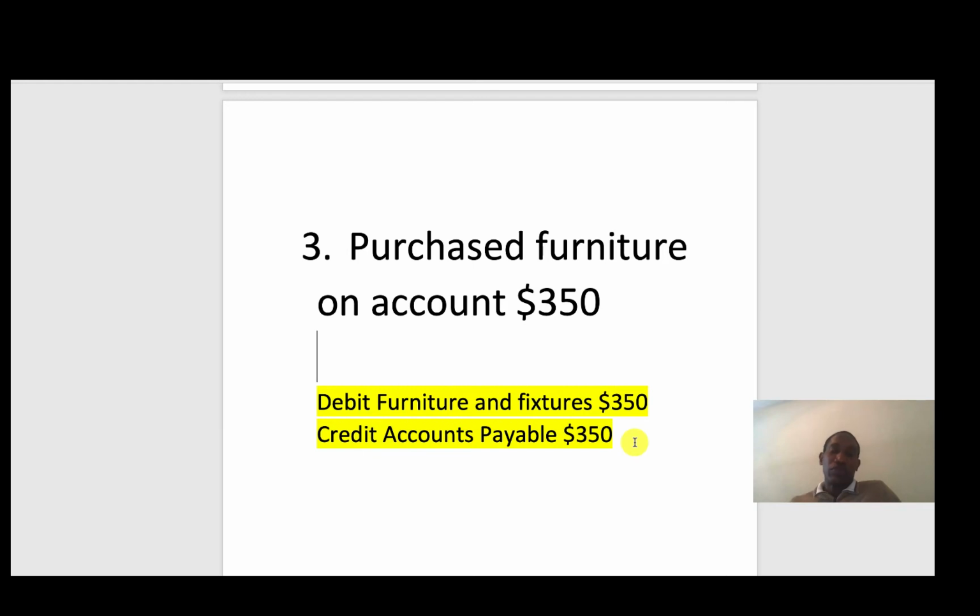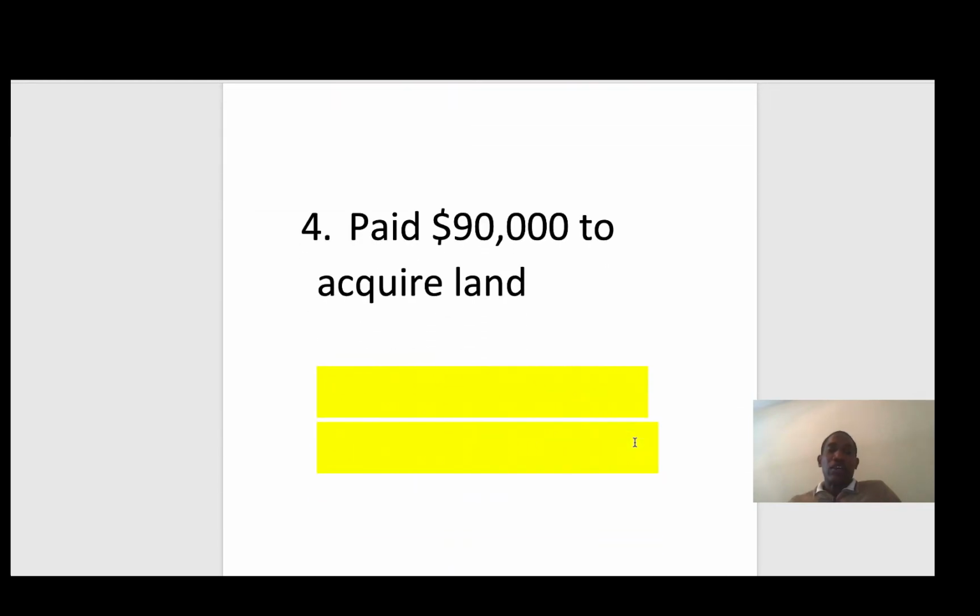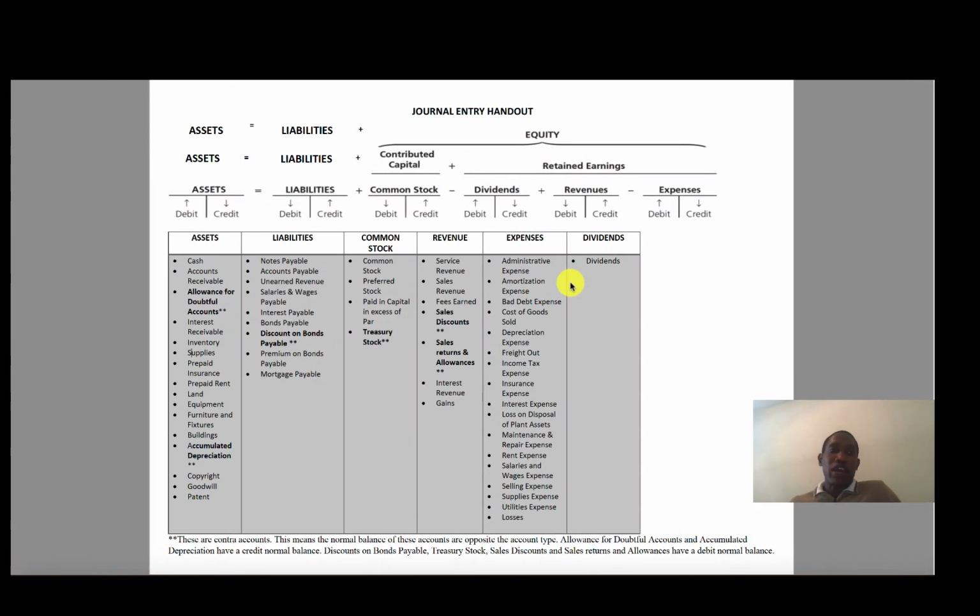credit accounts payable for $350. Okay. So now here we have paid $90,000, and that means we paid that in cash to acquire land. So what's the exchange here? The company's receiving land and the company's giving cash, right? So do we have accounts? Yeah, cash, we know the cash account. What about land? There we go, there's a land account. So those are our two accounts, land and cash.